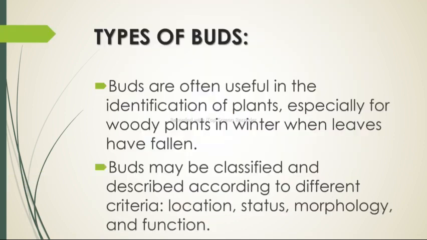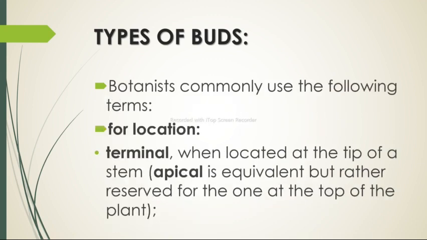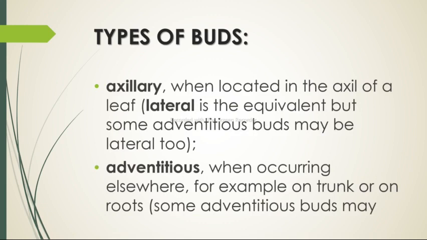So buds are often useful in the identification of plants, especially for woody plants in winter when leaves have fallen. Buds may be classified and described according to different criteria: by their location, by their status, by morphology and function. Botanists commonly use the following terms. For location, terminal, when located at the tip of the stem; apical is equivalent, but rather reserved for the one at the top of the plant. Axillary, when located in the axil of a leaf; lateral is equivalent, but some adventitious buds may be lateral too. Third is the adventitious.